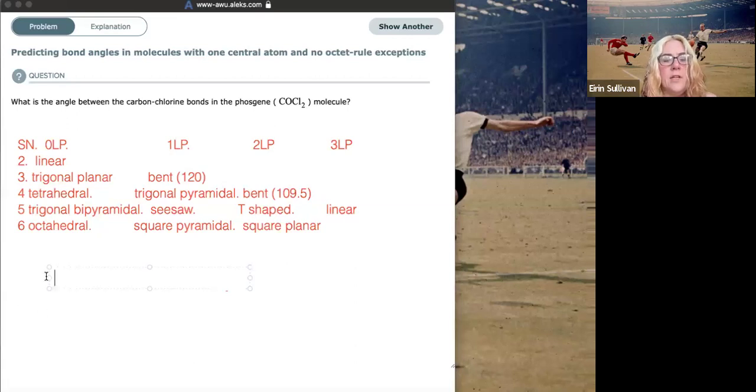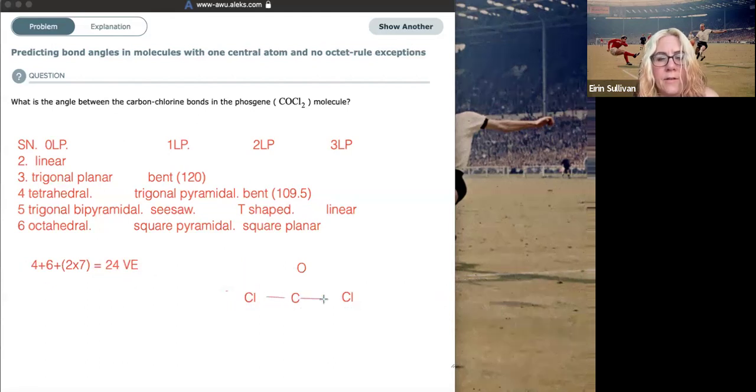So we have phosgene, so carbon has got 4 valence electrons, oxygen's got 6, and we've got 2 chlorine, so 2 times 7, which is going to be 24 valence electrons. So my central atom is going to be carbon, because carbon has got a bonding capacity of 4, right? And oxygen's only got a bonding capacity of 2, and chlorine's only got a bonding capacity of 1. So I'm going to make it look kind of symmetrical, join them up with single bonds, and see where we are at.